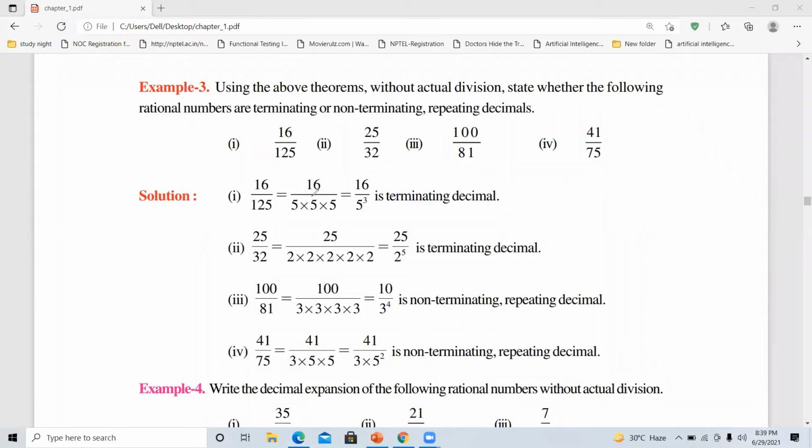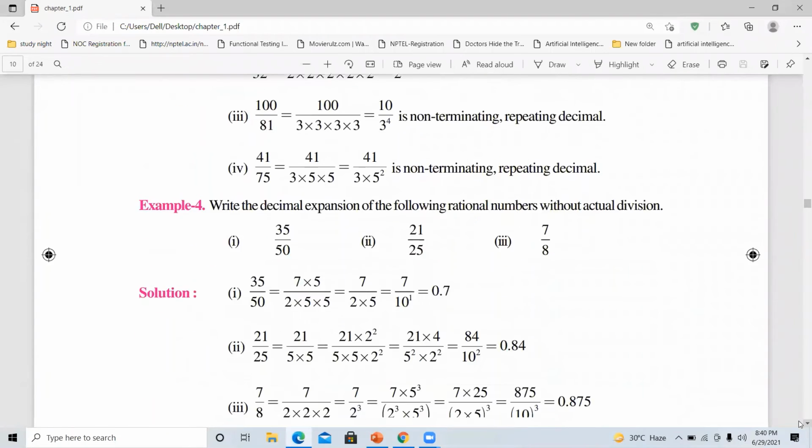Given 16 by 125. 125 can be written as 5 cube. Since it is 16 by 5 cube, in the denominator we can write the 5 cube as 5 cube into 2 power 0. We can definitely say that it is in the form of 2 power n into 5 power m, where n, m are non-negative integers 0, 3. And hence we can say that it is a terminating decimal. In this way, if we perform for all these, we can easily check whether the given fraction is a terminating or a non-terminating decimal.